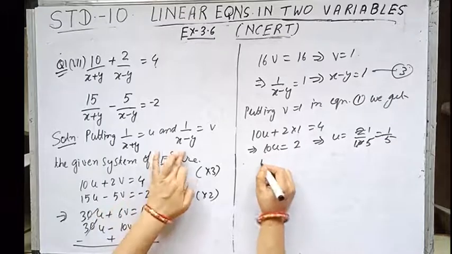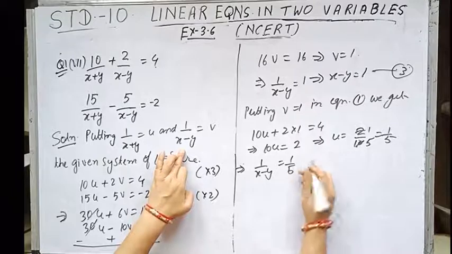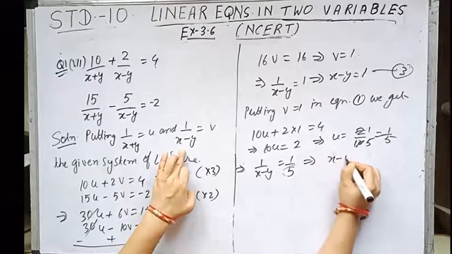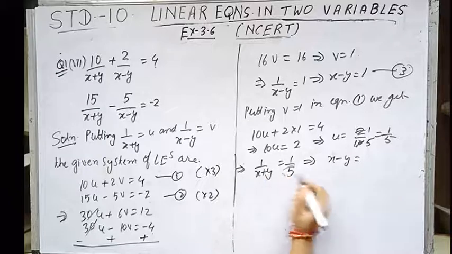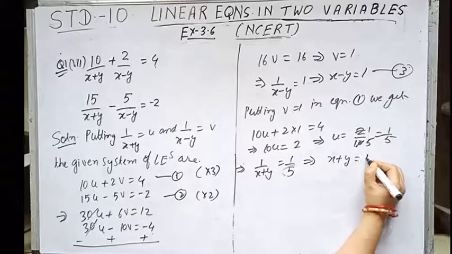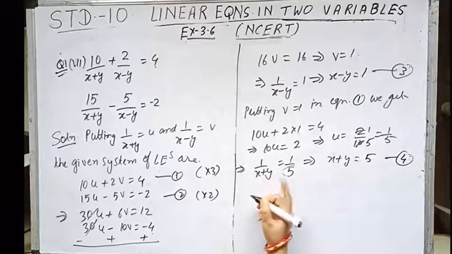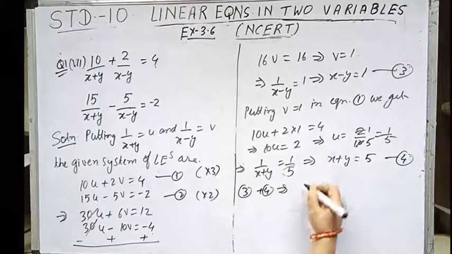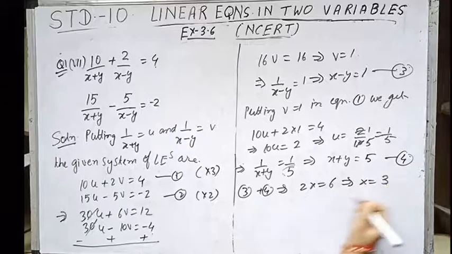Now u was 1 by x plus y, sorry children, equals 1 by 5. So x plus y equals 5. Let us make it equation number 4. Now adding 3 and 4, we get 2x equals 6, which implies x equals 3.